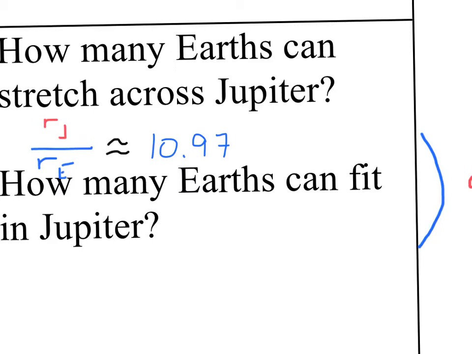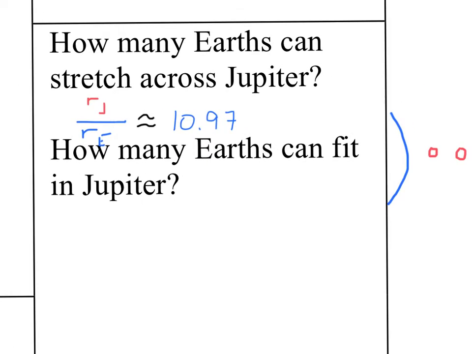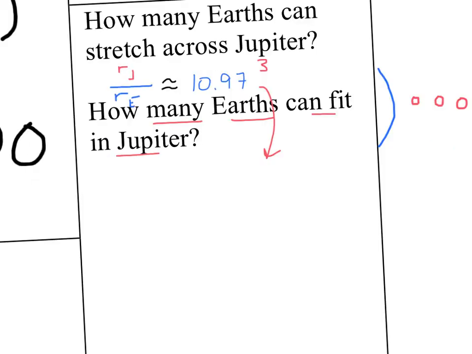Now, let's do a super secret shortcut without spending all our time with that volume stuff. Remember that volume, how many Earths can fit in, is a cube situation. So cube that: 10.97 cubed. In the end here, I get 1321.1. So 1,300 Earths can fit inside of Jupiter.